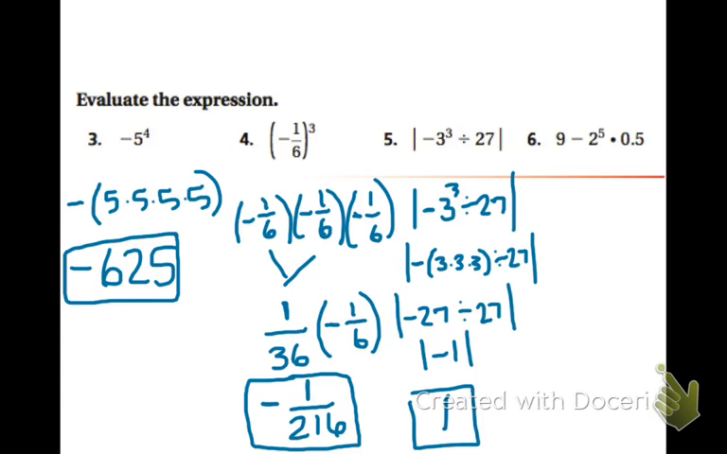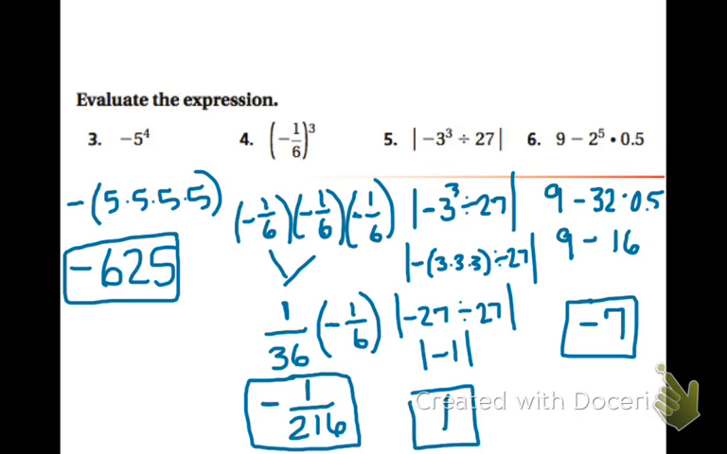In 6, 9 minus 2 to the 5th power times 0.5. So we'll evaluate the power. And 2 to the 5th power is 2 repeated 5 times. It's actually 32 times this decimal. So we have to multiply first. 9 minus 16, because 32 times 0.5, or 32 times half, is like 32 divided by 2, or 16. 9 minus 16 is like 9 plus a negative 16, so we actually subtract the two numbers to get 7, and we know that it's negative because the highest absolute value is 16, and it's the negative number. So negative 7 is the final answer there.